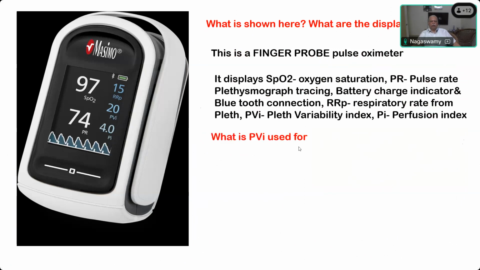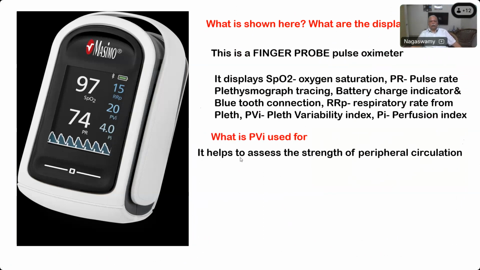And what is PVI used for? That is pleth variability index. What does it indicate? It helps to assess the strength of peripheral circulation. So normal PVI is about 20 to 40. If it is in that range, that means the peripheral circulation is quite strong.